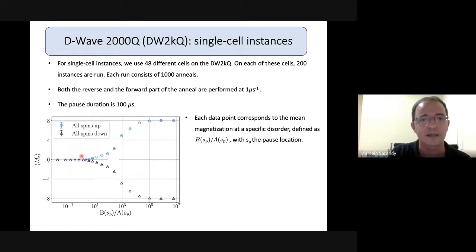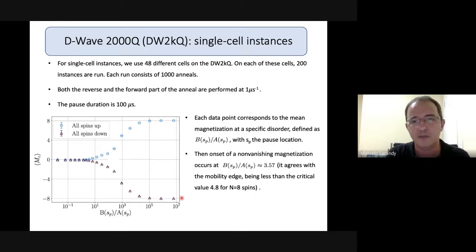Memory is hidden here. But then if disorder gets strong enough, we can see the memory coming back, right? For very strong disorder, I can see magnetization equal to 8 again, and here I'm dealing with 8 spins. So this is all the spins up, and the plot in the lower part is all spins down. We can see the onset of non-vanishing magnetization occurring at a disorder strength of 3.57, right? So this is lower than the 4.8 critical point that I showed before, but this is fine.